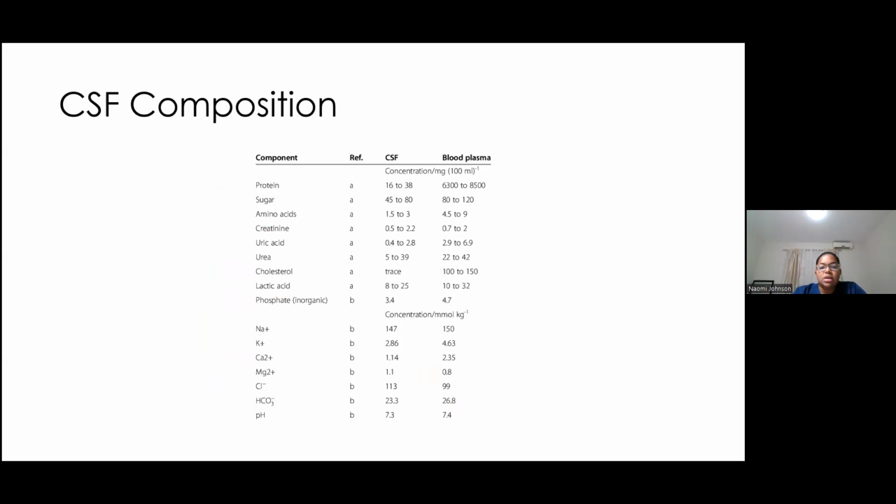So this is just a comparison of components in the CSF compared to blood plasma. So CSF contains little to no protein compared to blood plasma, about half the sugars that we can see, and comparatively about half the amino acids, right? With regards to ions, the sodium is about equal. The potassium is about half of the amount of the blood plasma, and that is to maintain homeostasis.